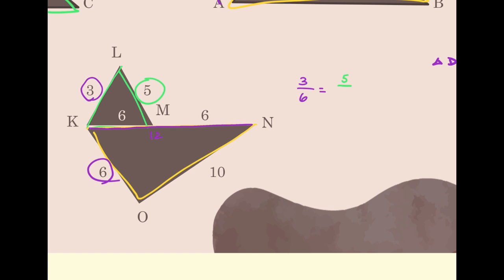Over in the big triangle, 10. And we want that to equal the largest in the small triangle, which is 6, over the largest in the big triangle, which is that 12. All of these reduce to be 1/2. So this is also a yes that it's similar. The reasoning being side, side, side similarity.